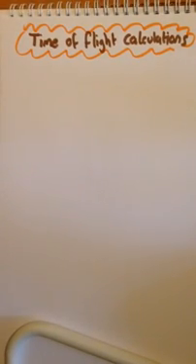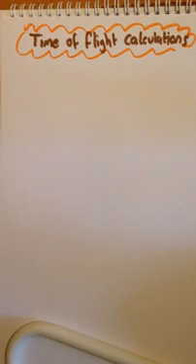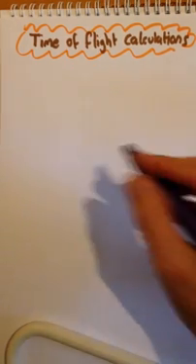Hi, this is just to show you how to deal with some of the time of flight calculations from the TOF mass spectrometer on the AS syllabus. First off, you'll need to know a few equations.